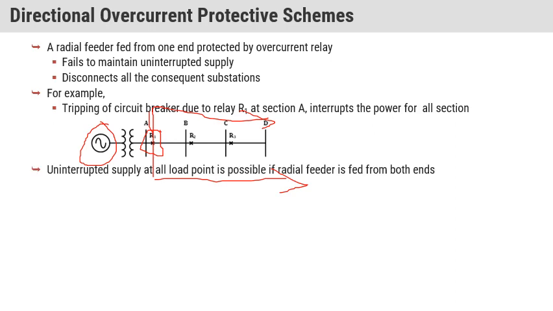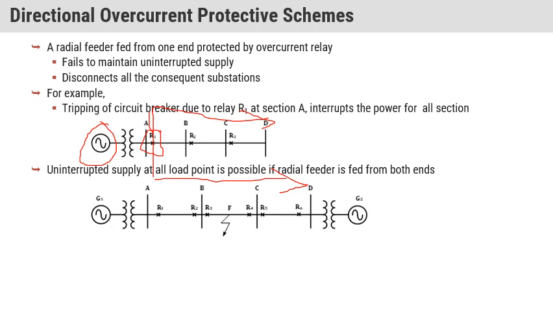Uninterrupted supply at the load point is possible if the radial feeder is fed from both ends. If our system is fed from both ends and a fault occurs here, and relay R3 or R4 opens, it does not affect the portions AB and CD, because both are supplied from a different source.